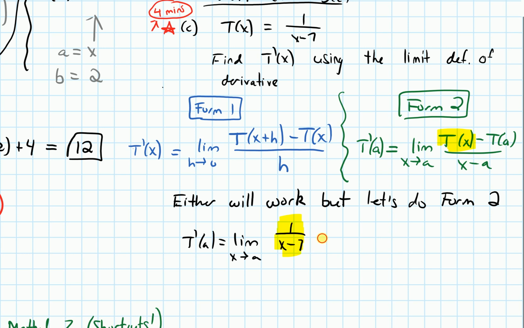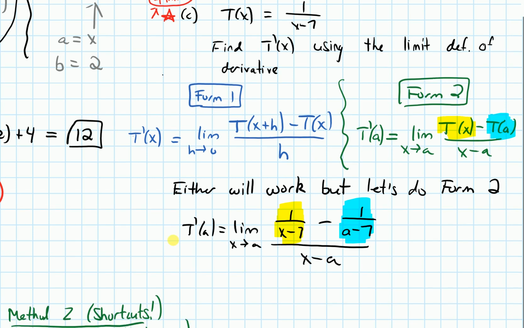Then I have to do minus what t of a is. With t of a, I have a in the parentheses, which means we have to plug a into our function where the x is. Doing that, we get 1 over a minus 7. So 1 over a minus 7, that is t of a. That whole thing is divided by x minus a. Okay, so that is the setup right there.